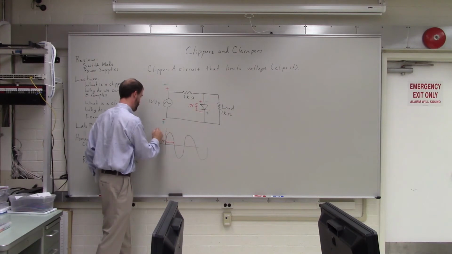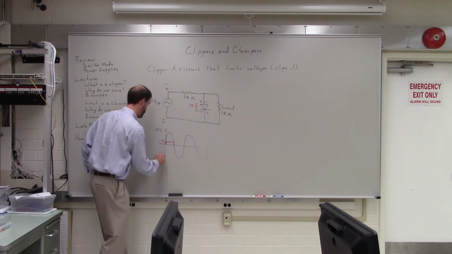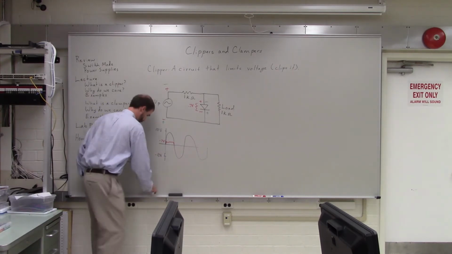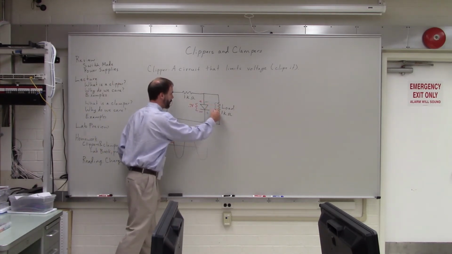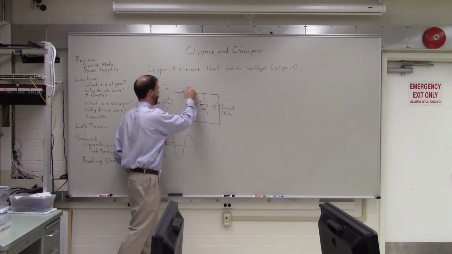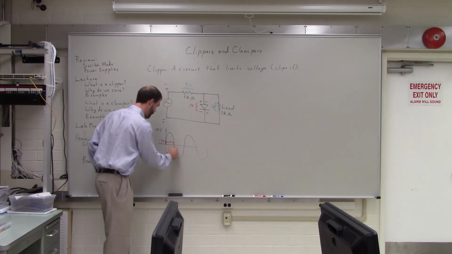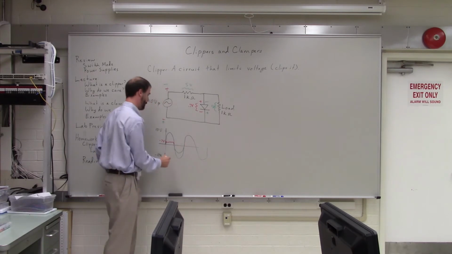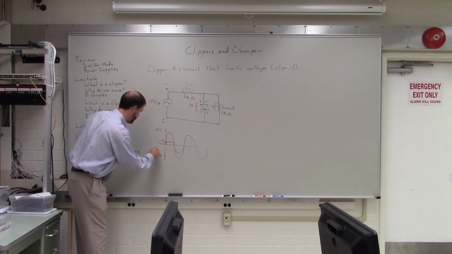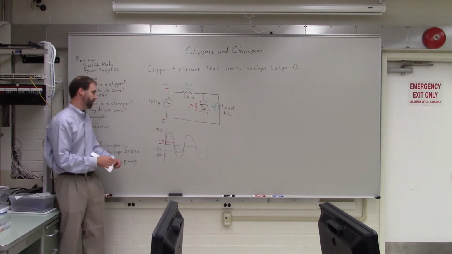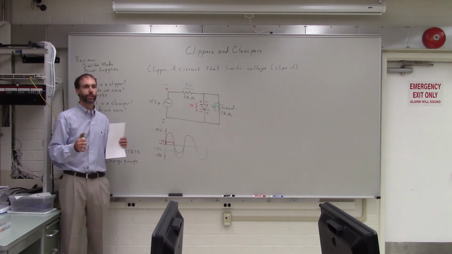So we said that the maximum was 10 volts and minus 10 volts. Since these two resistors are equal, they each get half the voltage, so they each get 5 volts. So the negative signal goes something like that, where this is minus 5 volts. Okay? Did I go too fast on that one? Any questions?